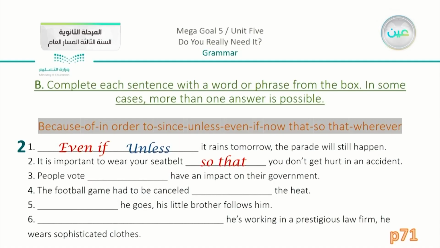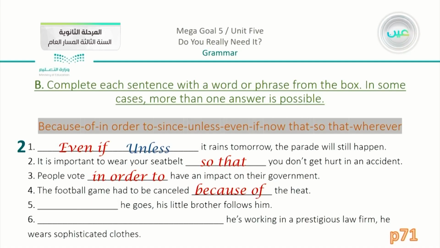And then we have number 3, people vote, have an impact on their government. Why do people vote? So I'm looking for a reason here. Now it can be a reason or it can be a purpose. We can choose a suitable answer, in order to. And then in number 4, the football game had to be canceled, the heat. Now there is a reason. Why did they cancel the football game? Because of the heat.